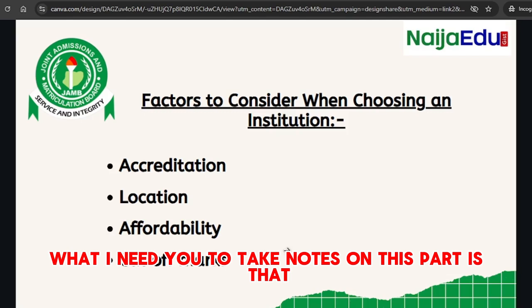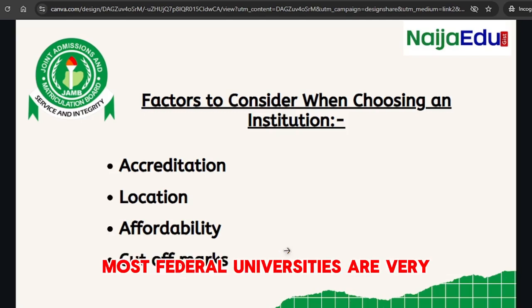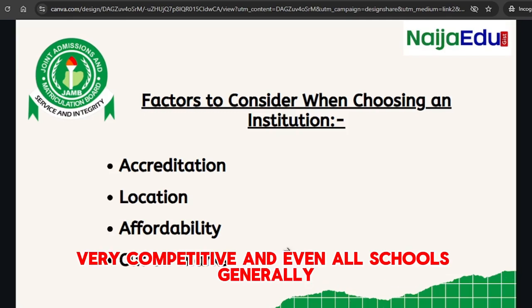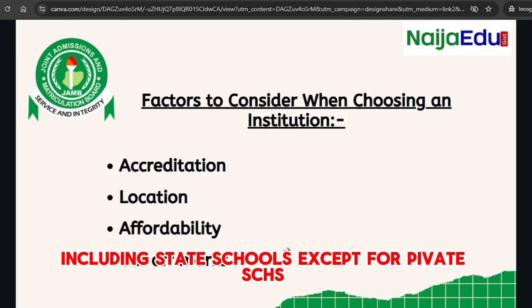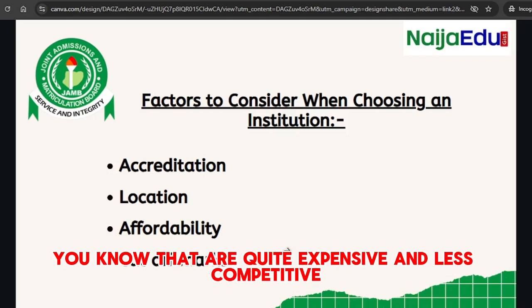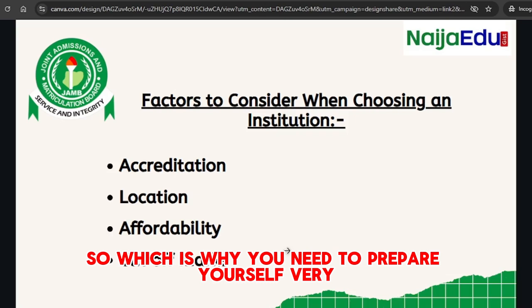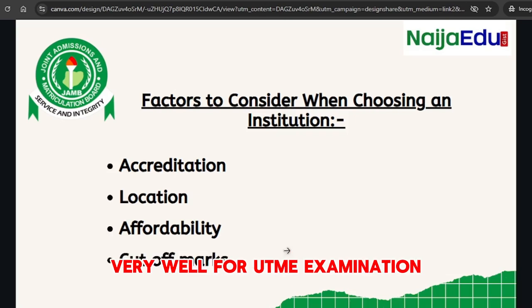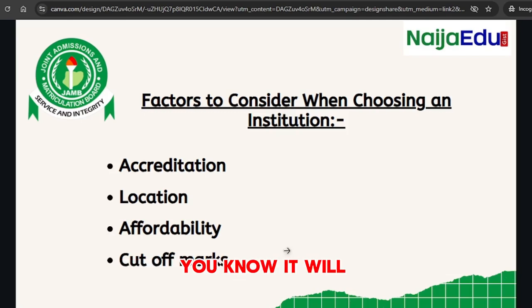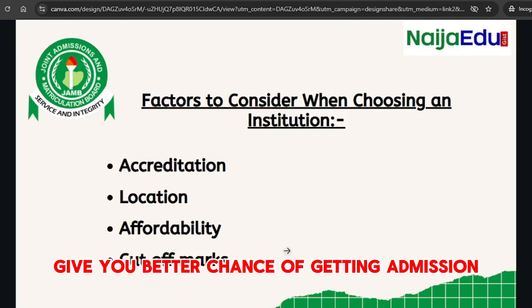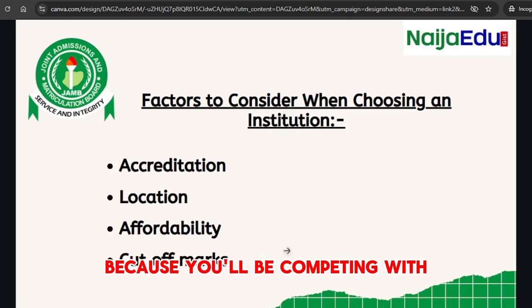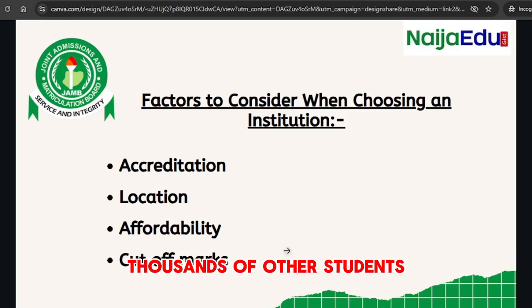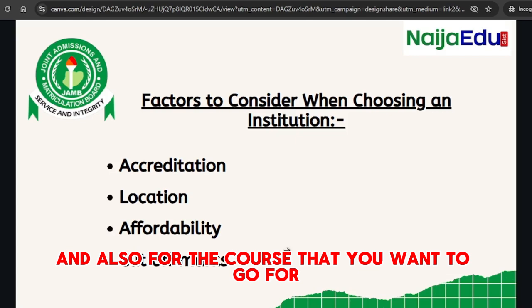So what I need you to take notes on in this part is that, from experience, most federal universities are very, very competitive, and even all schools generally, including state schools, except for private universities, which are quite expensive and less competitive. This is why you need to prepare yourself very, very well for the UTME examination, because the higher your JAMB score, the better chance you have of getting admission, because you'll be competing with thousands of other students for your school and also for the course that you want to go for.